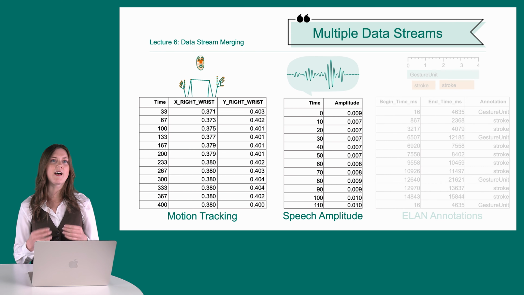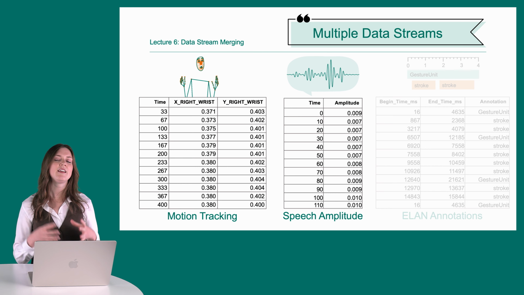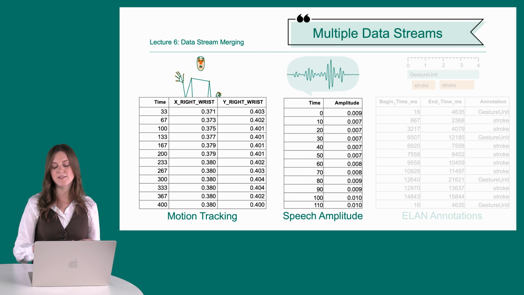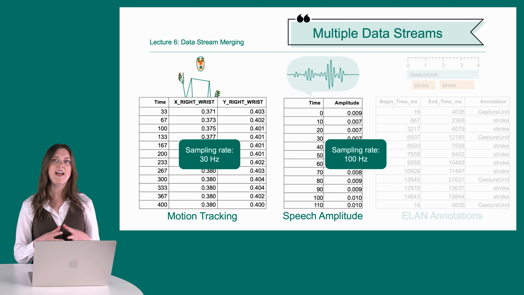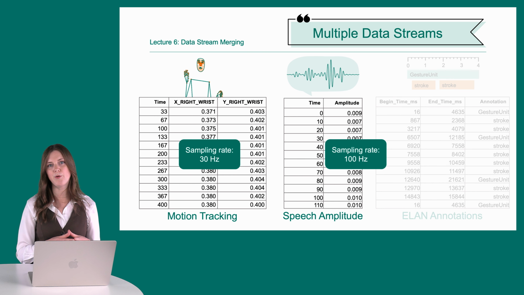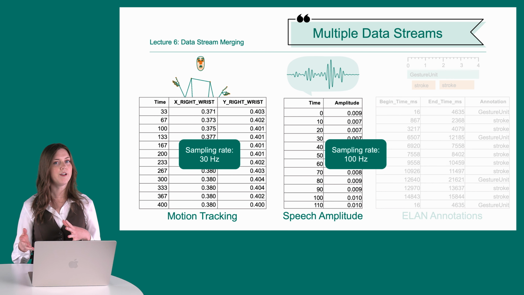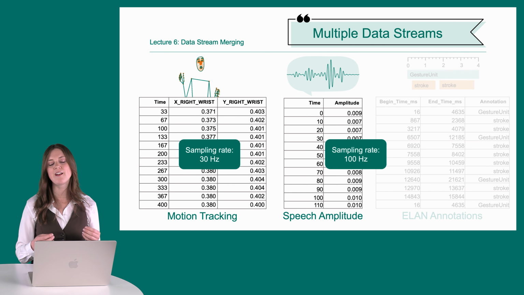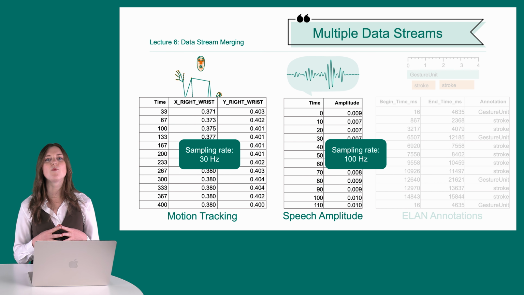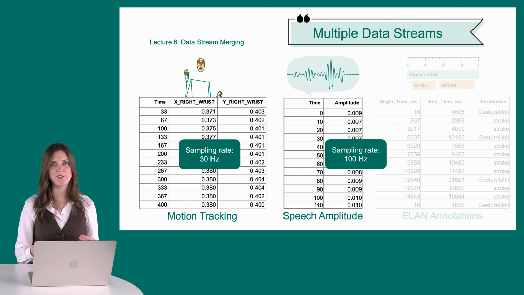But you'll notice that the values in each of the time columns increase at different increments. This is related to their sampling rates. Our motion tracking data has a sampling rate of 30 Hertz, meaning we have 30 data points per second, or a new data point about every 33 milliseconds. In contrast, the speech amplitude has a higher sampling rate of 100 Hertz, meaning we have 100 data points per second.